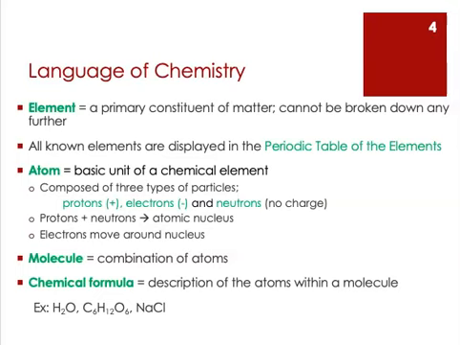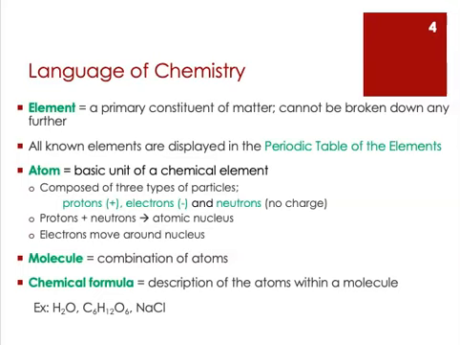Now, the protons and the neutrons inside an atom come together and create what we refer to as the atomic nucleus. So the nucleus of an atom. And the electrons basically fly around, buzz around that atomic nucleus.